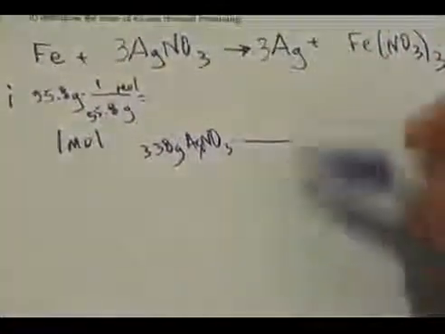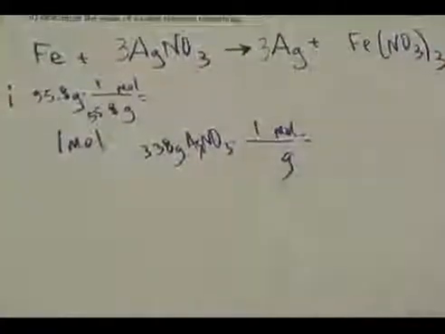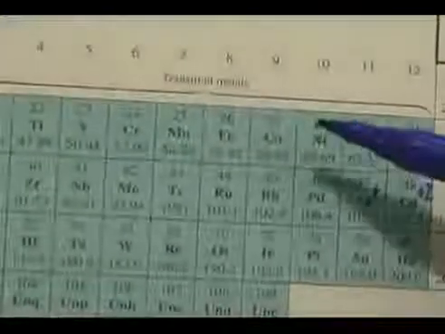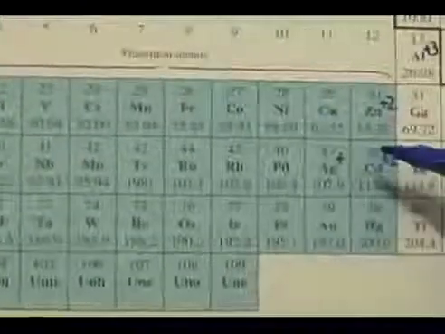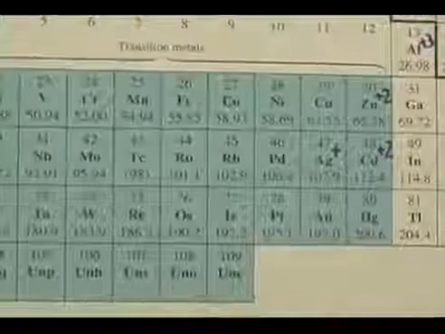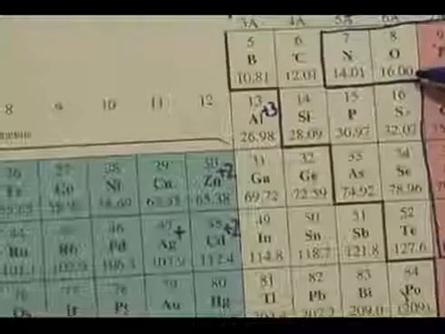And we're going to have to convert that to moles. So put grams in a position where it's going to cancel. Moles is your new set of units. And silver, if you look on the periodic table, is 107. Let's see, where's silver? Right there. Almost 108. And then nitrogen is 14, and oxygen, of course, is 16.